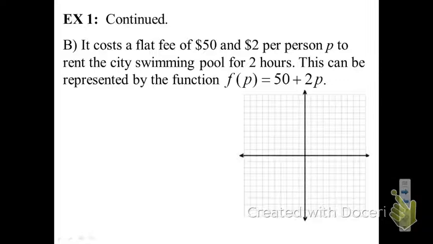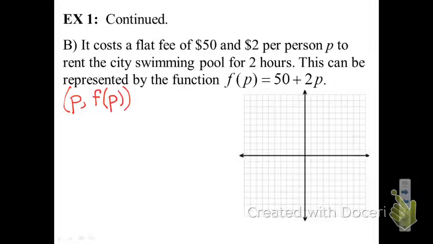Okay, here, let's try that again. If I were going to write this in a notation for ordered pair, this says whatever I put in for P, what will you get out? 50 plus 2. F of P. This thing. Or you could write 50 plus 2P.